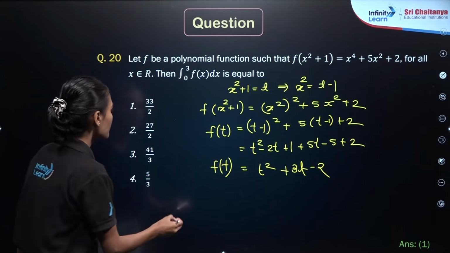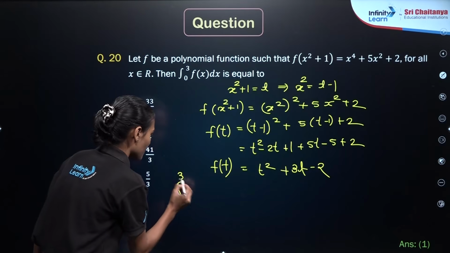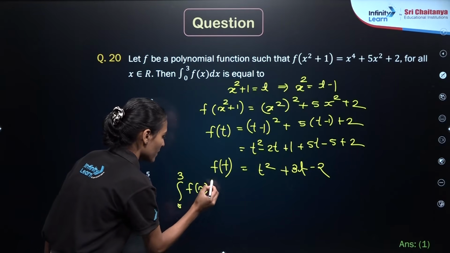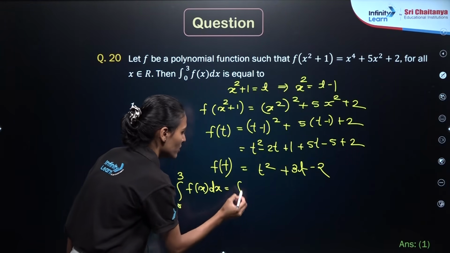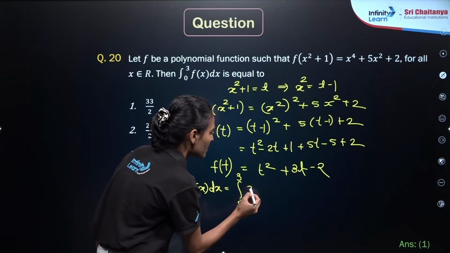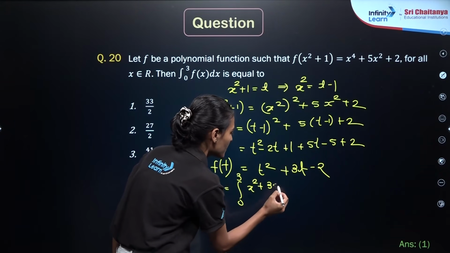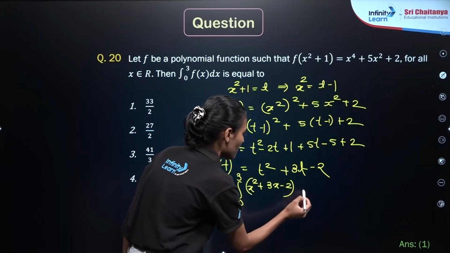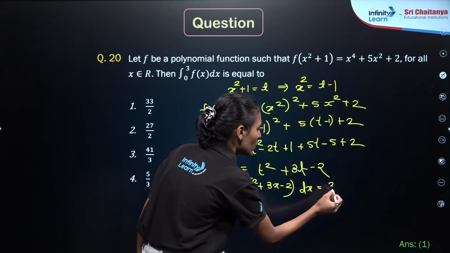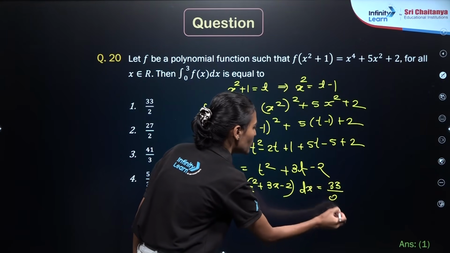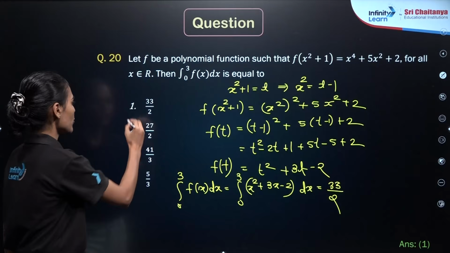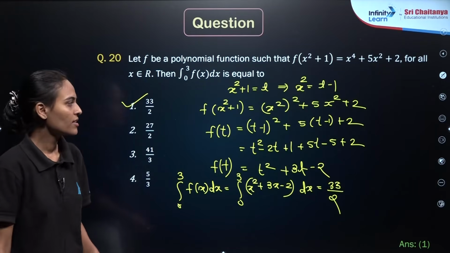So now the integral 0 to 3 of f(x) dx is nothing but integration 0 to 3. What is f(x)? x square plus 3x minus 2 dx. Simple integration. If you do, you will get the answer as 33 by 2. That's why here option 1 is correct.